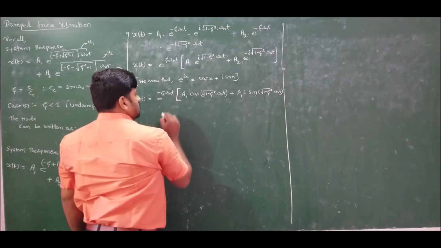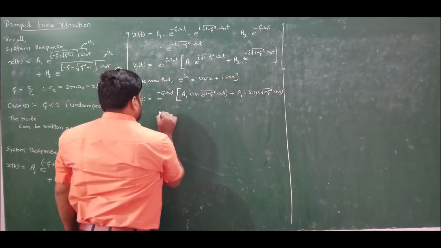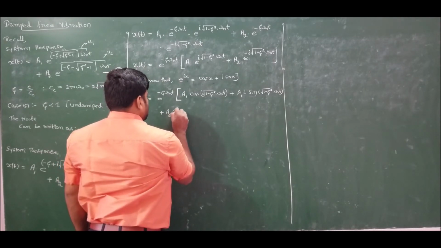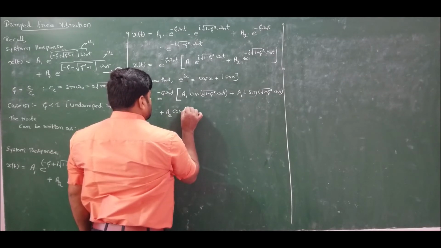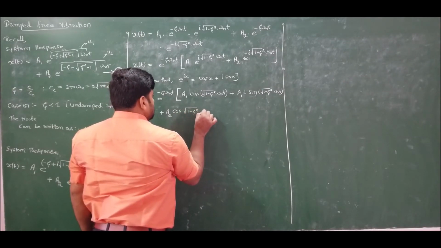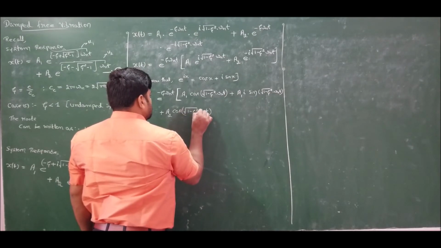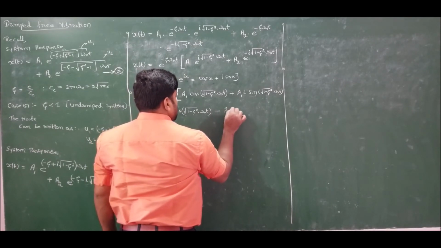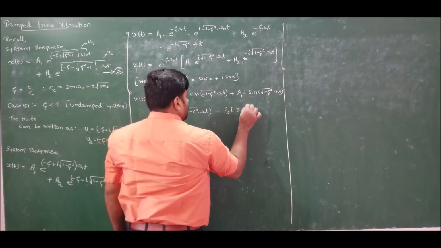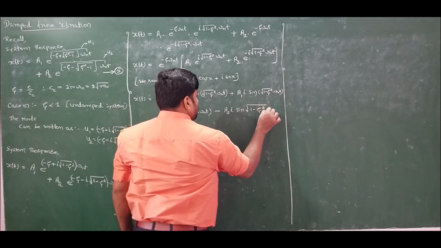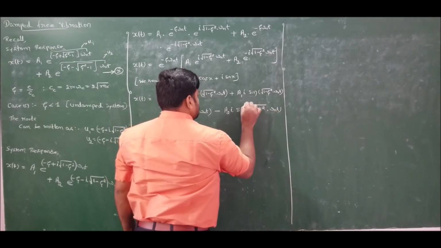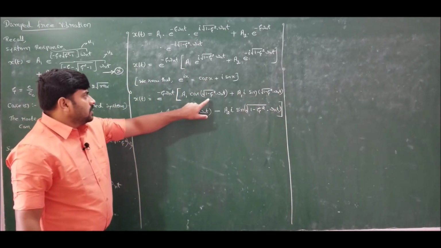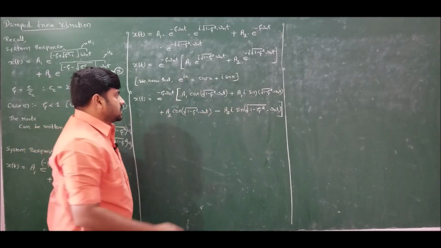So continuing, plus a2 cos of root of 1 minus zeta square omega nt, minus a2 i sin of root of 1 minus zeta square into omega nt, close the bracket. Correct. Now I can take cos x and sin x separately.